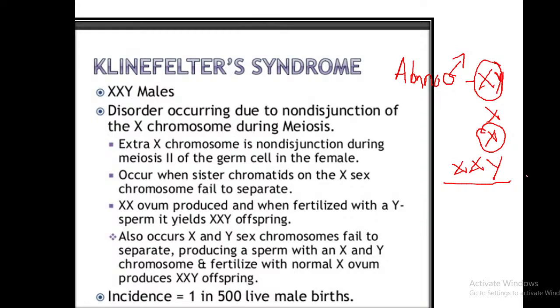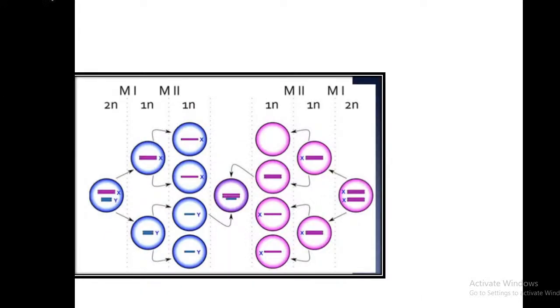Coming to the characters, the incidence, or the chance of appearance of such a syndrome in a population, is 1 out of 500 live births. This chart explains how it is forming, or what non-disjunction is. You can write down or draw these pictures for your note preparation. This is a normal male. M1 means meiosis 1.